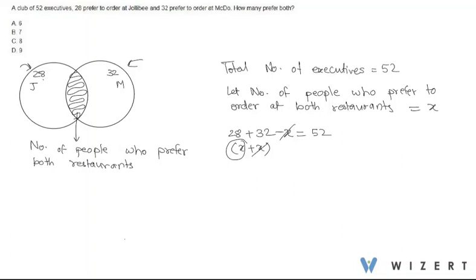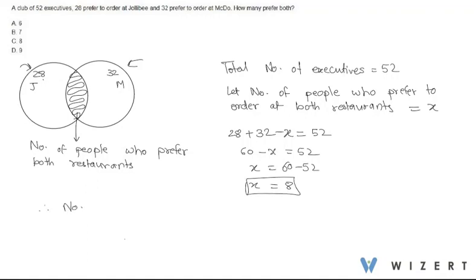So we can say that this equation now is the final equation. So we can remove this part. Now this is our final equation. Now if we solve this equation, we'll get the number of people who prefer both restaurants. 28 plus 32 is 60. 60 minus x equal to 52. Thus x equal to 60 minus 52. Thus we get x equal to 8.